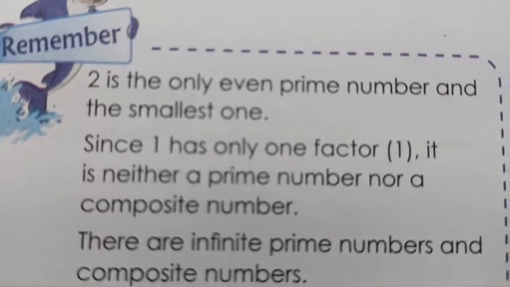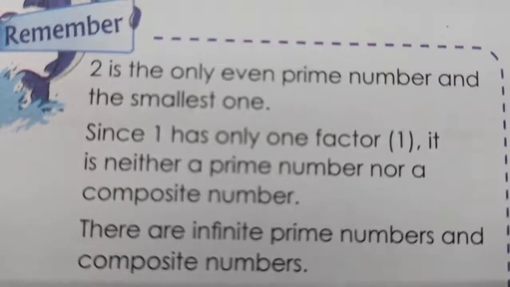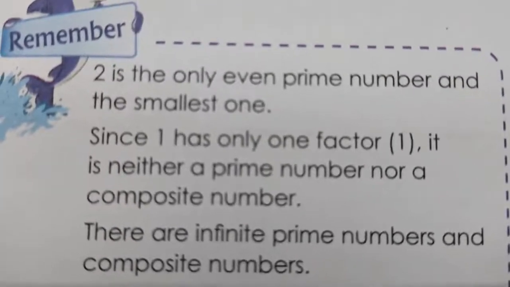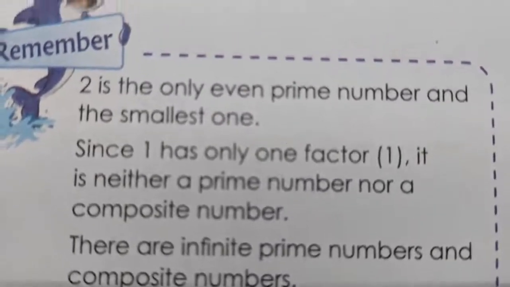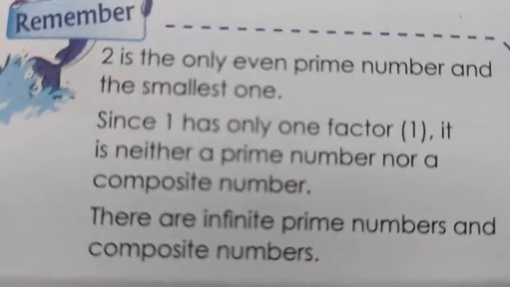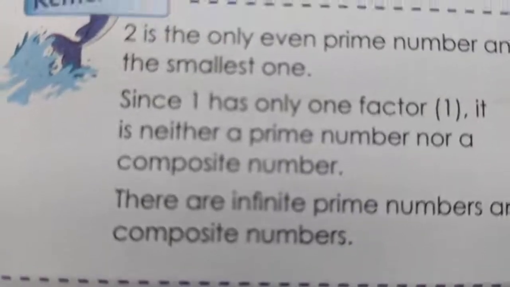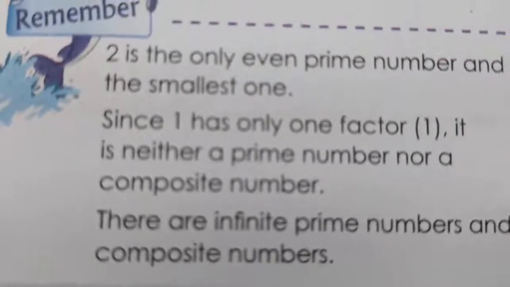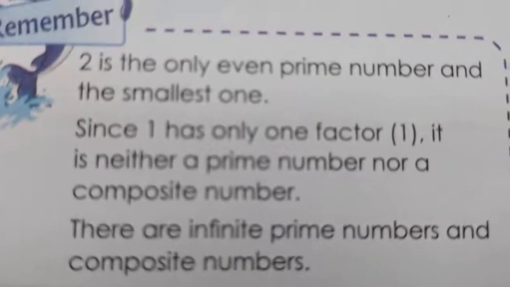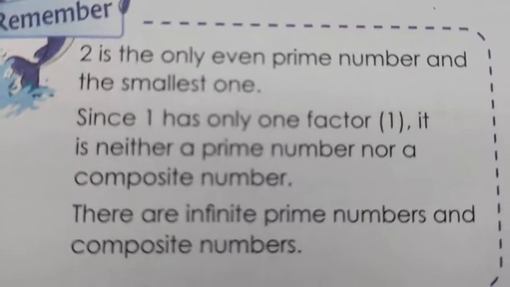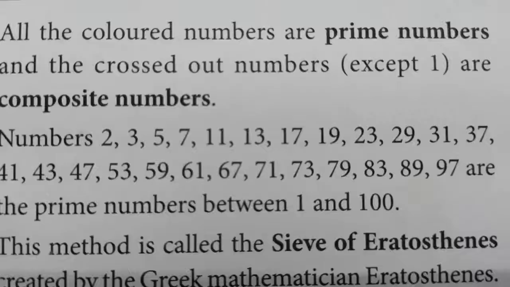There are infinite prime numbers and composite numbers. 2 is the only even prime number. So in this list, after seeing the sieve of Eratosthenes, we are finding the prime numbers from 1 to 100. Let us see what those numbers are.